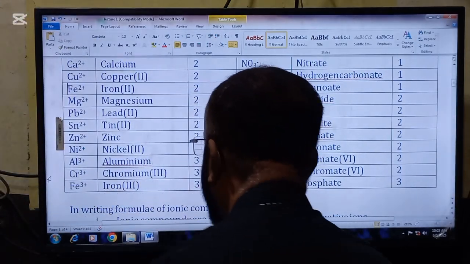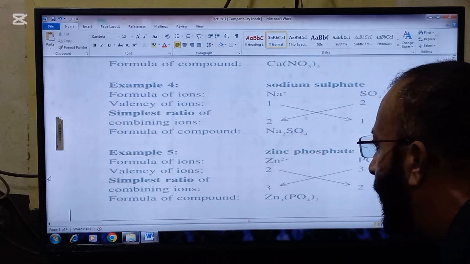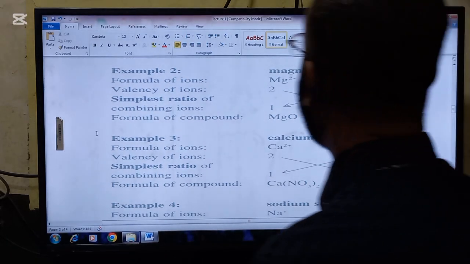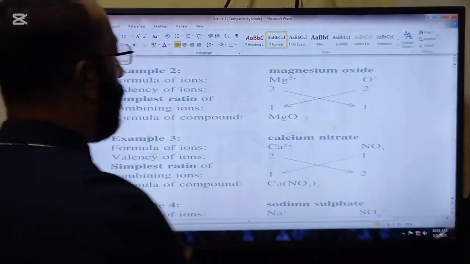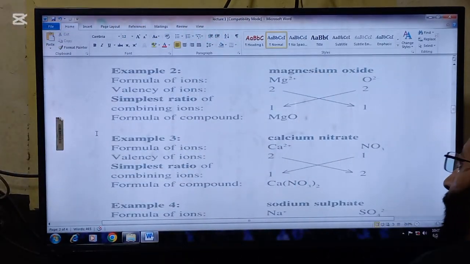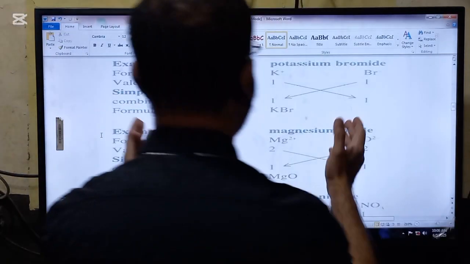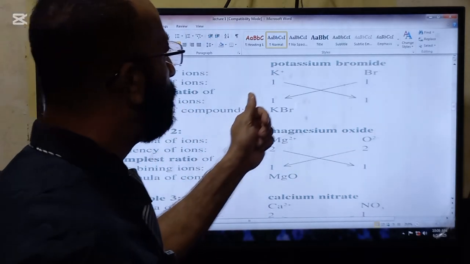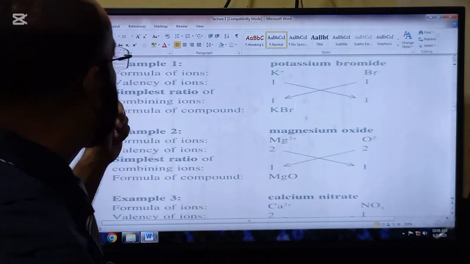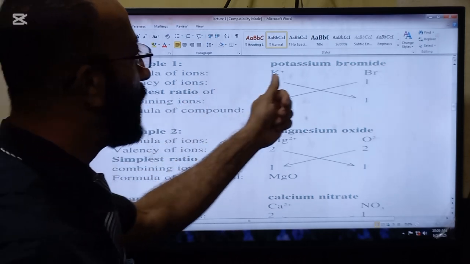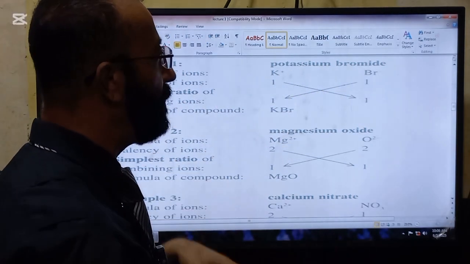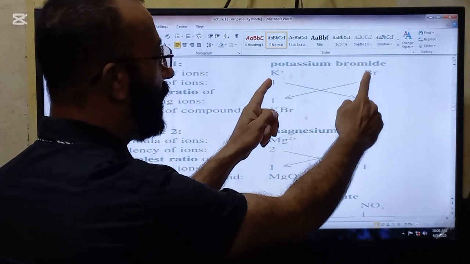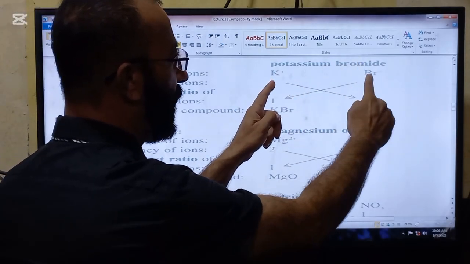Here is an example that will make our concepts clear. The second example will be to write the formula of magnesium. We are starting from the first. Example number 1 is to write the formula of potassium bromide. First we will write the formulas of the ions present in the compound. Potassium and bromide ions should be there: K plus and Br minus.